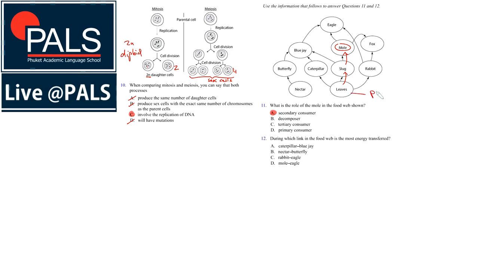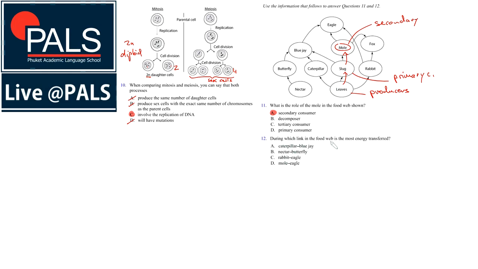The leaves are the producers. That's what every food web and food chain starts with. Producers are eaten by primary consumers, and primary consumers are eaten by secondary consumers. So therefore the mole is a secondary consumer.